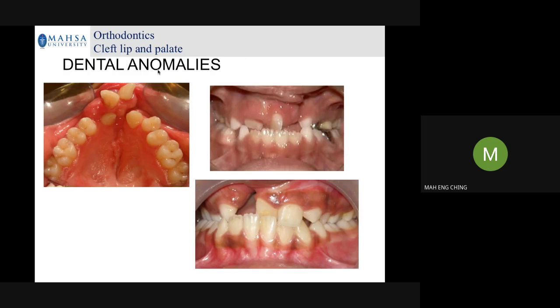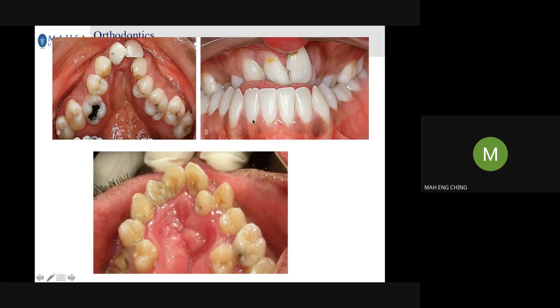So let's look at these pictures. You see there's a cleft, and it causes a lot of crowding. Even though the teeth erupted, they might be rotated, like this one, a rotated central incisor. And even though they erupted, it might cause a crossbite. Narrow arch is very common.